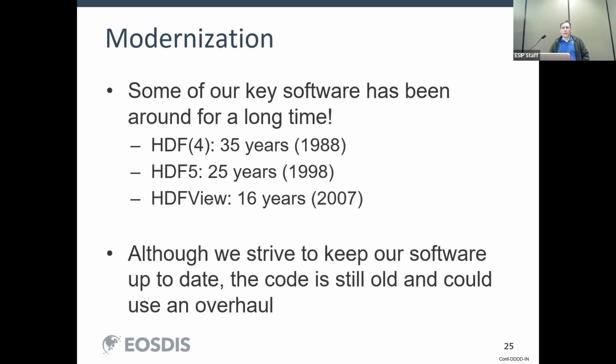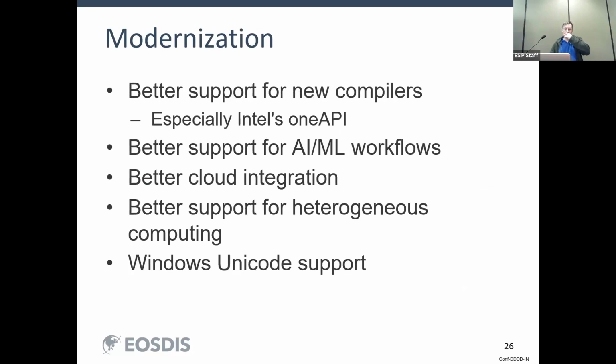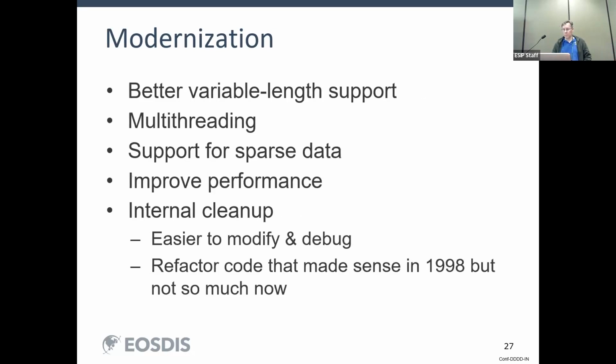So we try to keep our software up to date, but the code is still older and could use an overhaul. We're trying to spend some time this year having better support for new compilers, especially Intel's oneAPI, which has become extremely popular. It has some interesting quirks and features that we have to engineer around. Better support for AI and machine learning workflows, better cloud integrations. We've seen the read-only S3 VFD work that we've been doing, cloud optimized file work, better support for heterogeneous computing and GPUs. Windows Unicode support is kind of high on my list. I know a lot of people use Windows, and that's important for things like desktop instruments.